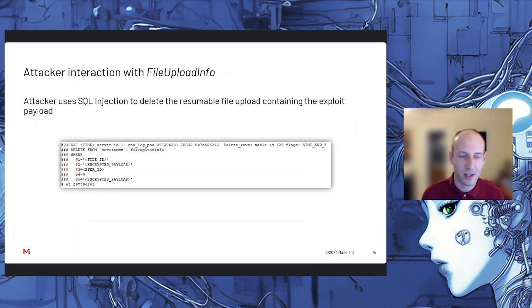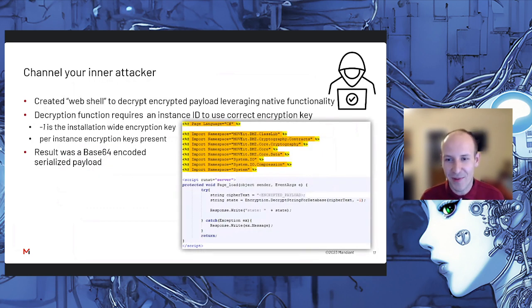So at this point, we had the encrypted payload from the database. How do we decrypt it and figure out what the actual raw payload was that was run? Well, at this point, you should channel your inner attacker, and we ended up creating our own, what I would call web shell, to decrypt the payload. This is a screenshot, pretty straightforward, uses built-in functionality of the MOVEit Transfer application to perform decryption. One unique feature about MOVEit, as I've talked previously about these different instances in the application, you have to specify a correct instance ID to get the correct decryption key.